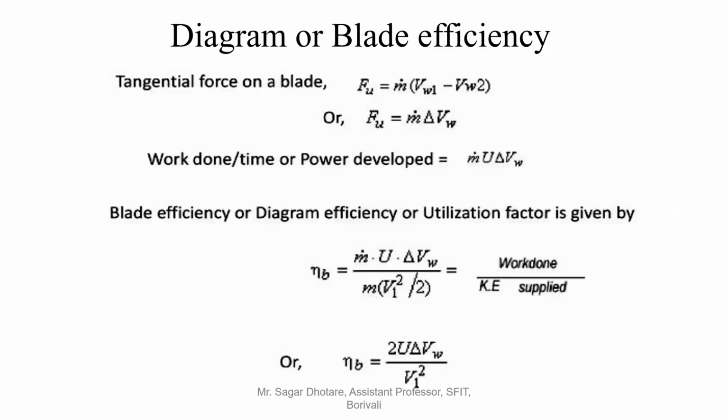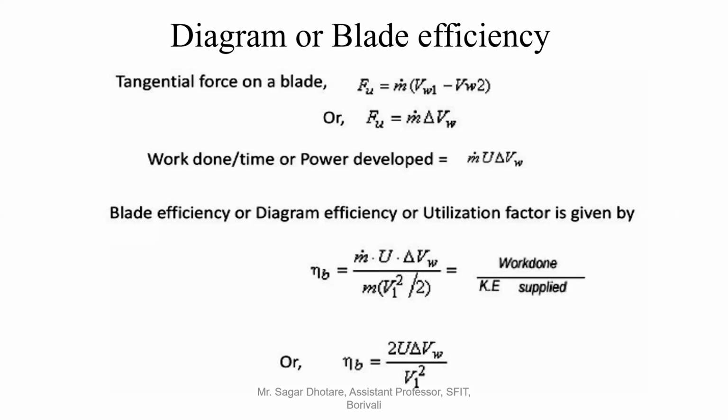Now tangential force on blade Fu is equal to mass into Vw1 minus Vw2, or you can say mass into the difference between Vw. The work done per time, or you can say power developed due to the tangential force, is equal to m into u into Vw1 minus Vw2.